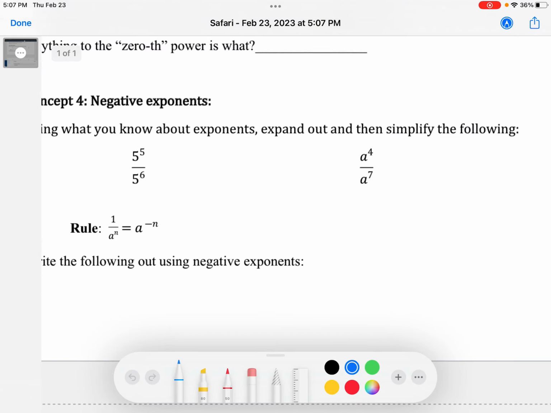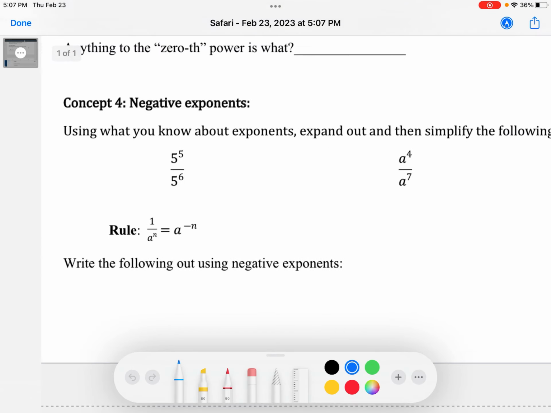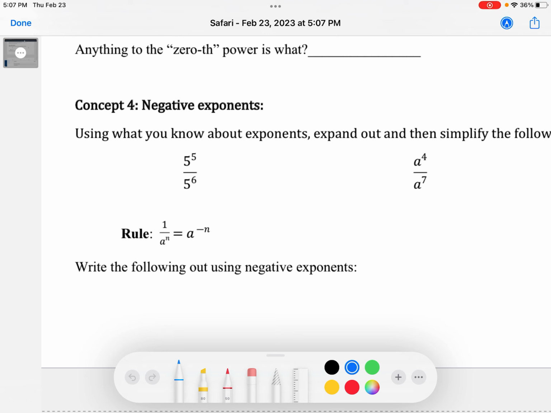Okay, so negative exponents. Where do negative exponents come from? Well, let's first of all simplify this out. Without using any fancy rules, let's just use our definition of exponents. 5 to the 5th means we copy and paste 5 times. So it's going to be 1, 2, 3, 4, 5. 5 to the 6th means we copy and paste that 6 times.